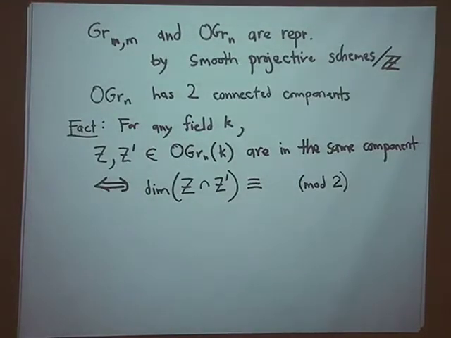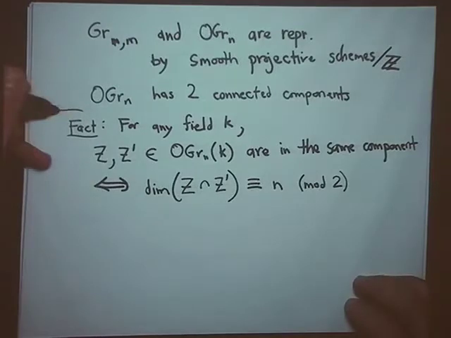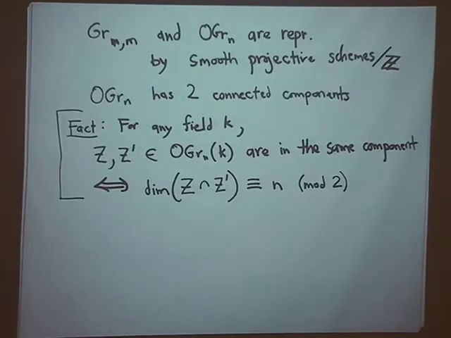Yeah, n is a good guess because it might be that Z is equal to Z prime, in which case they should be in the same component, right? So okay, that's the condition. I mean, it's not obvious that actually defines an equivalence relation, for example, and that there are only two. But this is a classical thing. That's true. Anyway, so you have this. So that's sort of how you can distinguish them.